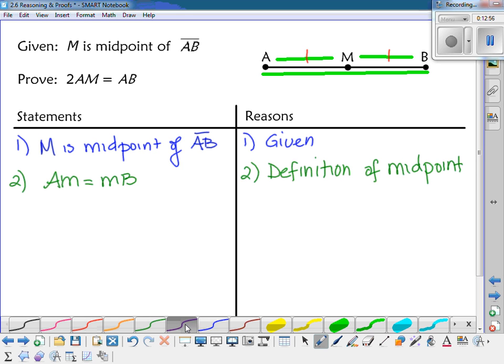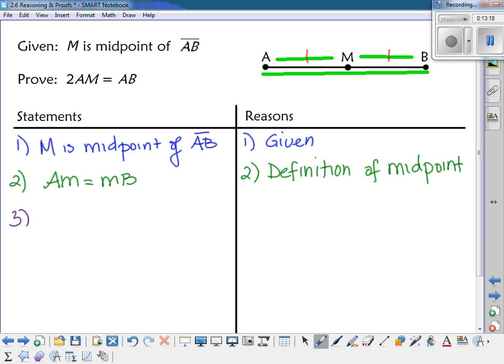All right, so what I'm trying to get to is 2AM equal to AB. And so that'd be the same as AM plus AM equal to AB. Well, before I can get there, I know I can say AM plus MB is equal to AB because of the segment addition postulate. So that's where I'll go next. AM plus MB is equal to AB. And again, that's the segment addition postulate. The pieces add up to the whole thing.